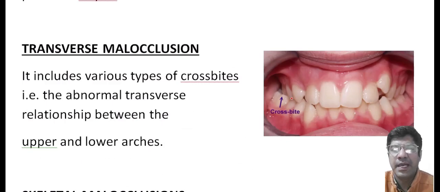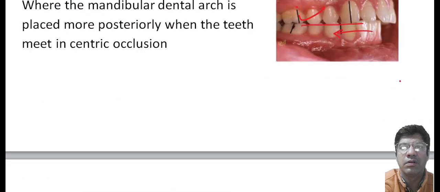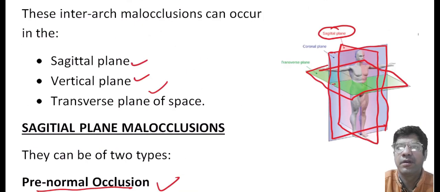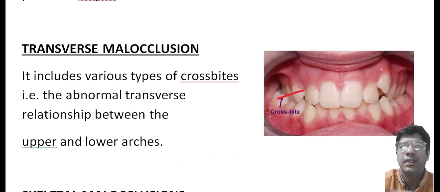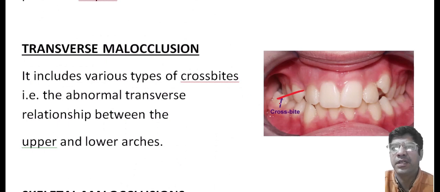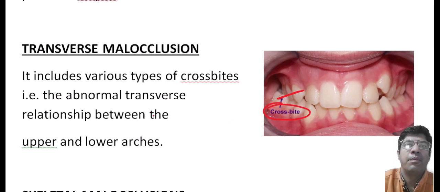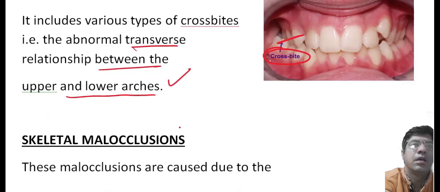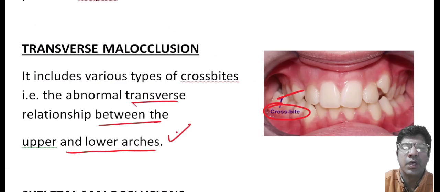The transverse plane is when the malocclusion is in the transverse direction. So this one was the transverse plane. The example is the crossbite. One or more teeth are positioned inside the lower teeth instead of the ideal outer position, or vice versa. So the abnormal transverse relation between the upper and lower arches could be due to the crossbite.